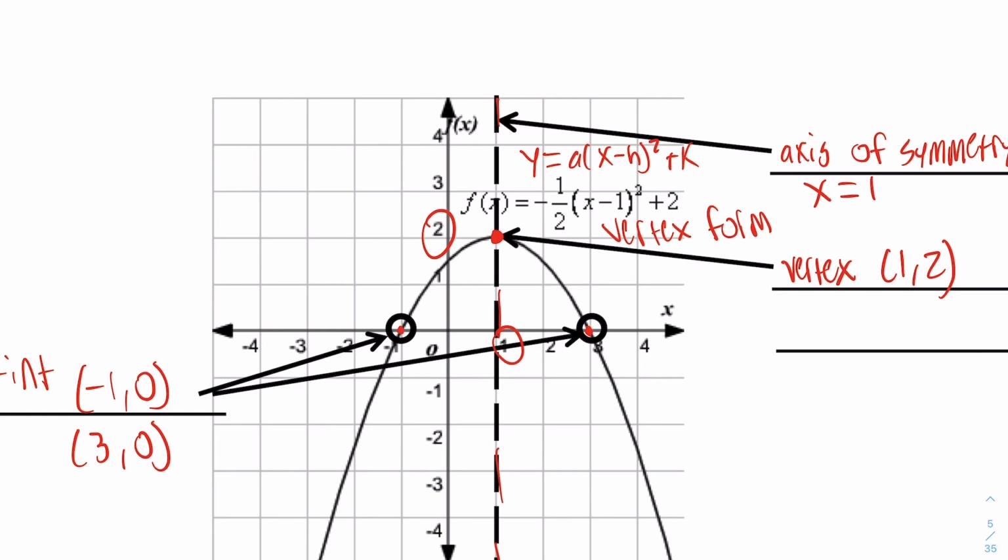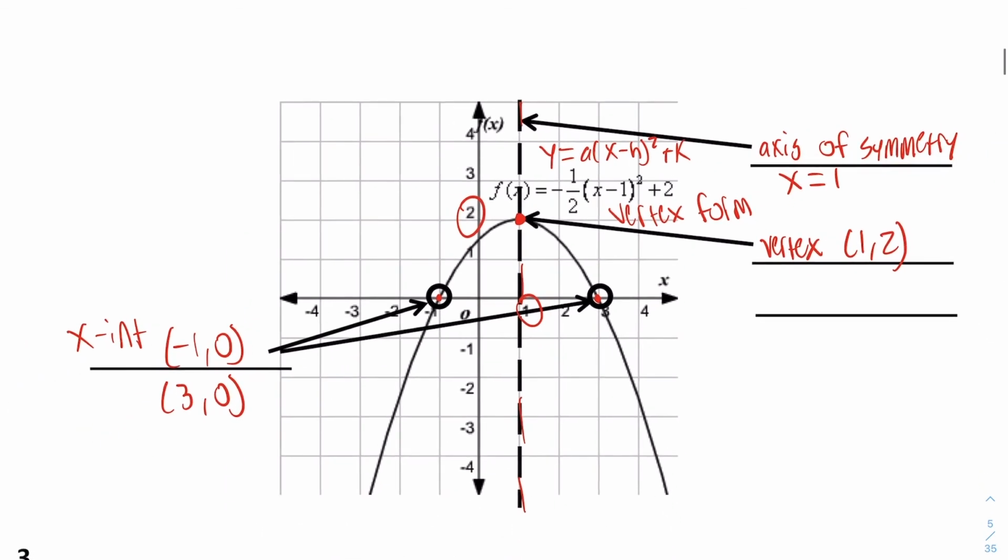The most important points to get from any parabola are going to be the vertex, which is at the top, and the roots, which are the x-intercepts.